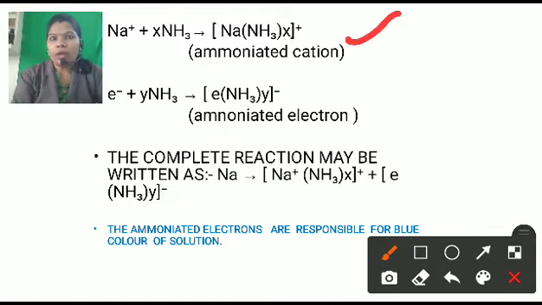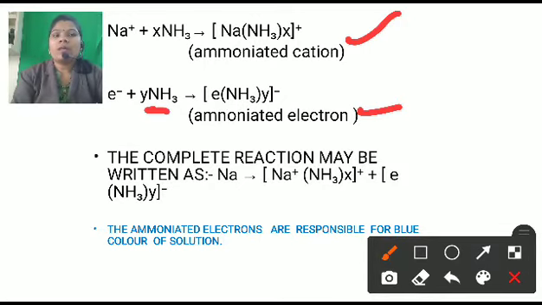There is a formation of the ammoniated cation. And the free electron is also surrounded by y number of ammonia molecules, and there is a formation of the ammoniated electron, e-, surrounded by y number of ammonia molecules, having a negative charge.